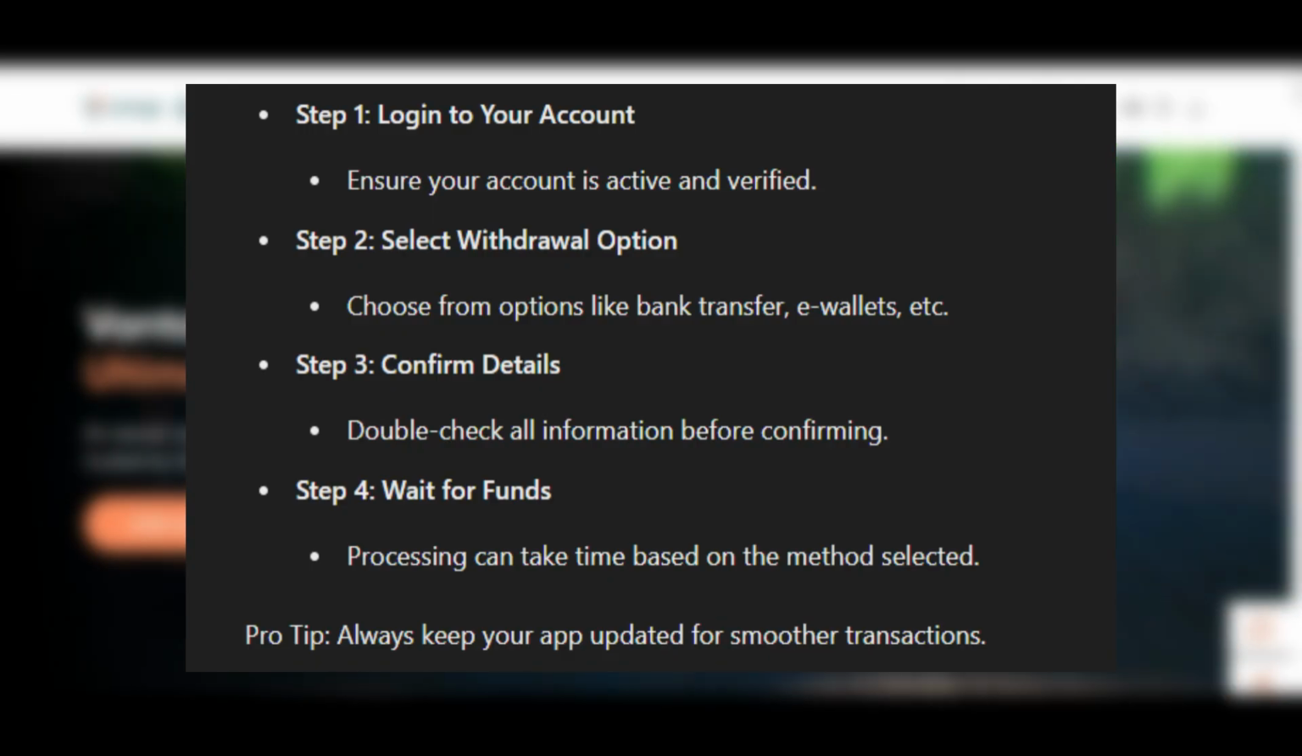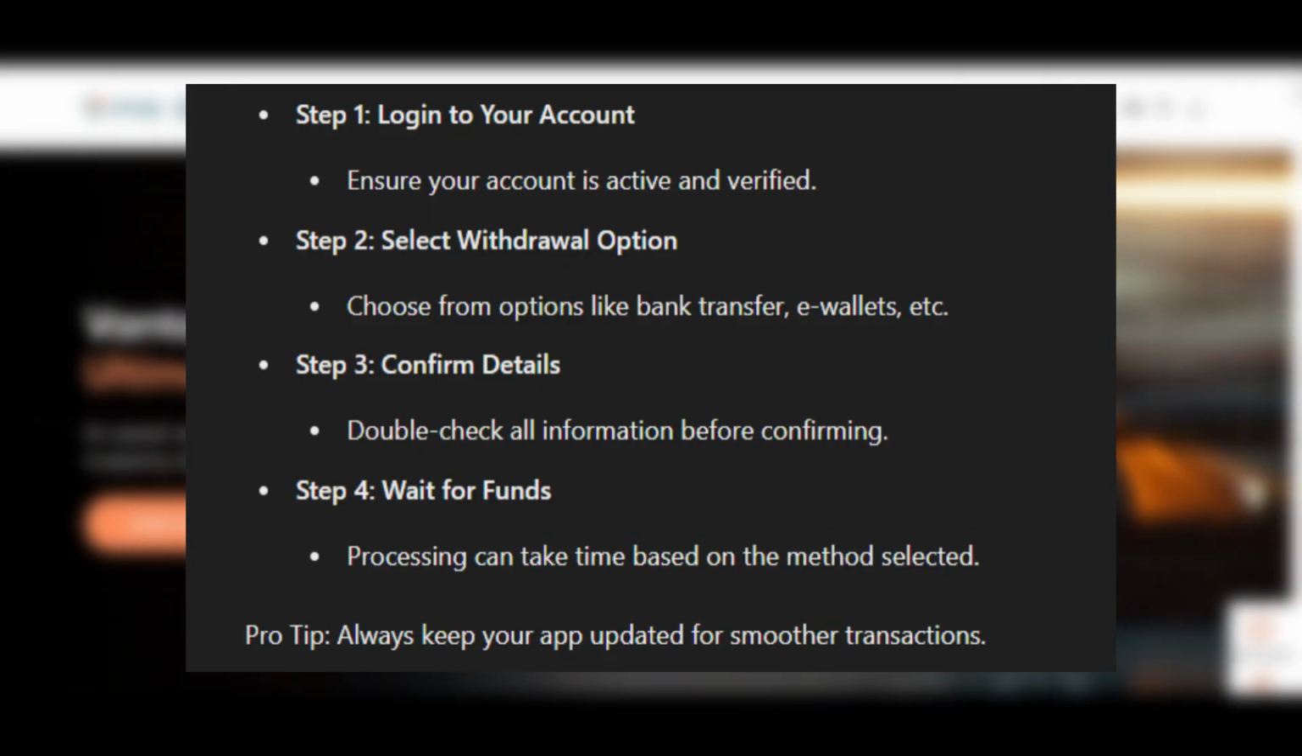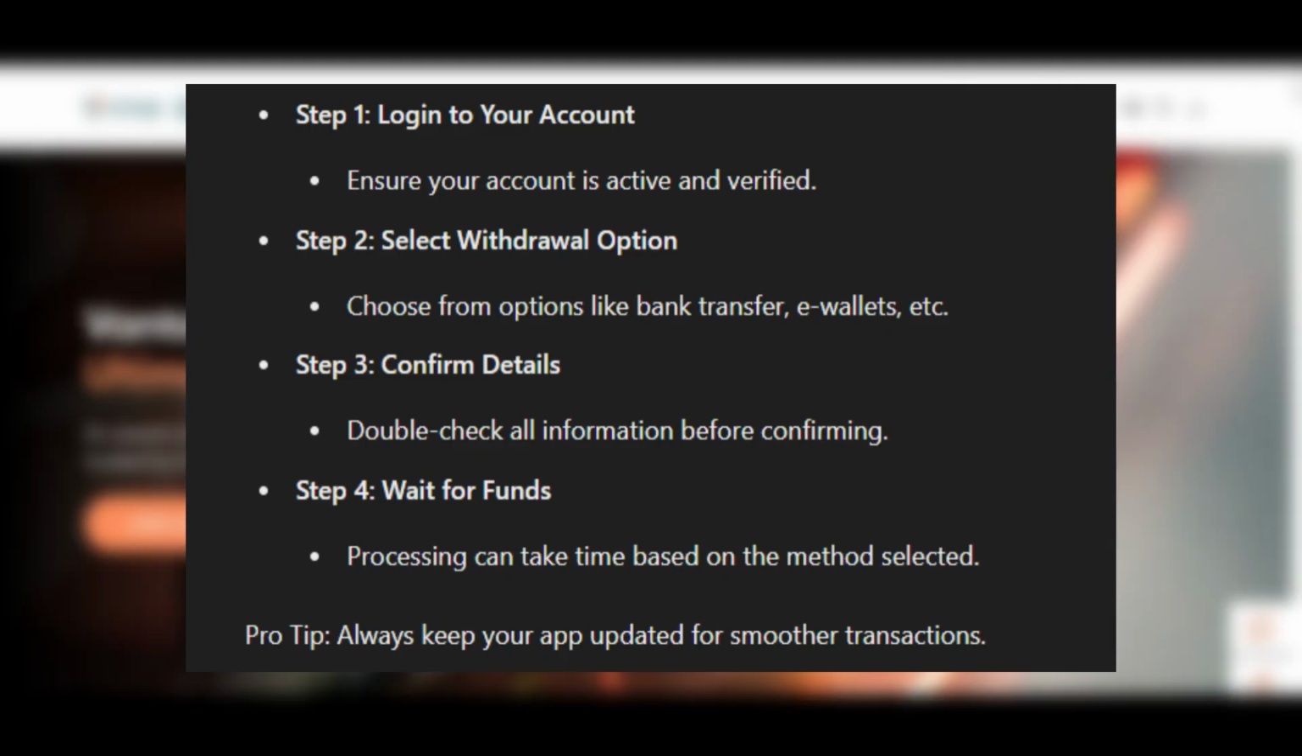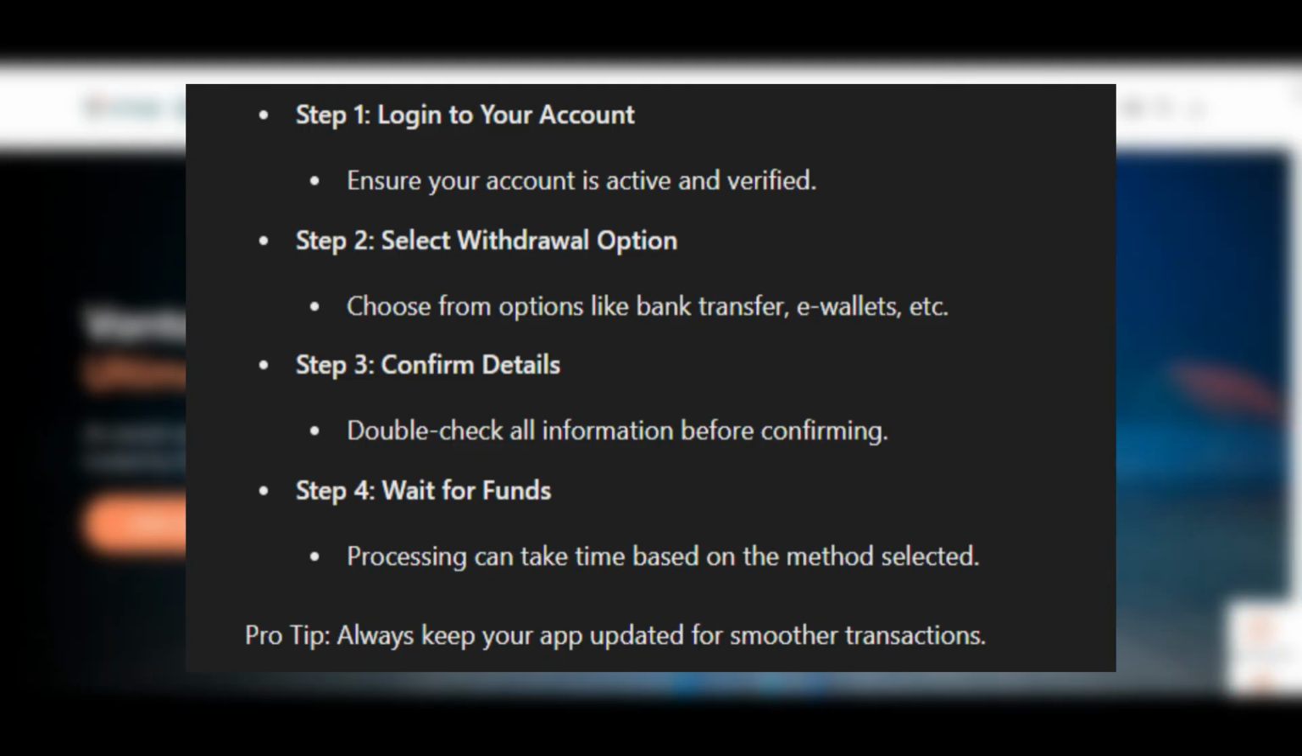Open the Vantage app. Launch the app and sign into your account with your credentials. Next, navigate to the withdrawal section. On the home screen, go to the Wallet or Funds tab. Tap on the withdraw option to start the process.